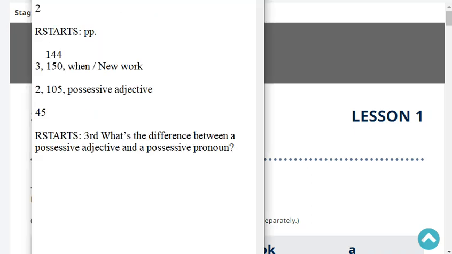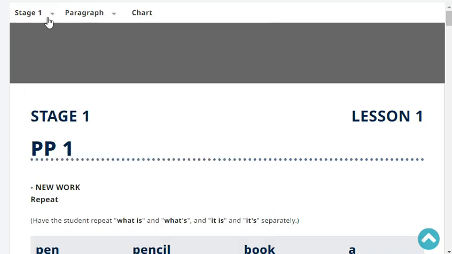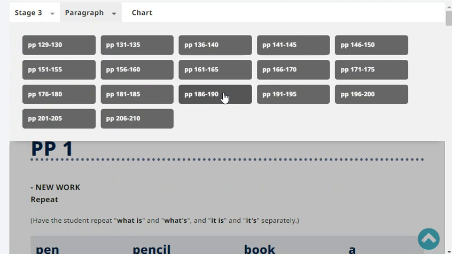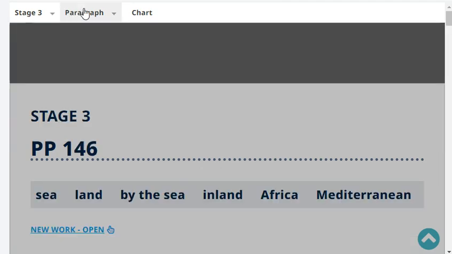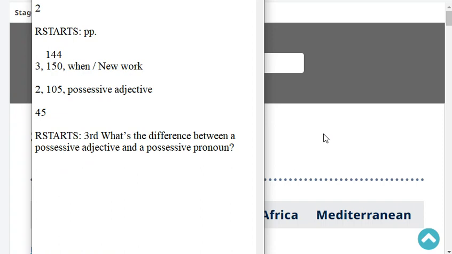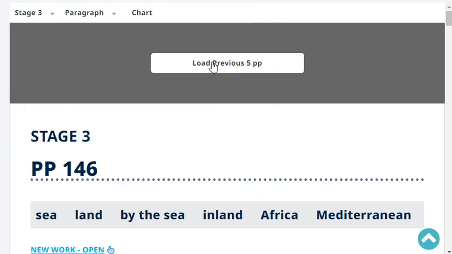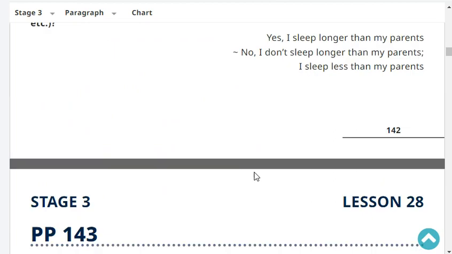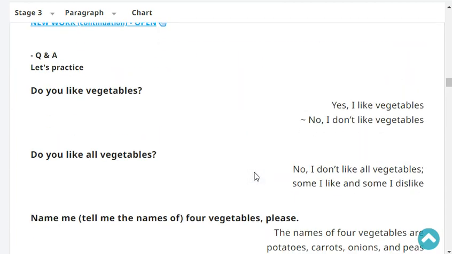Our progress report says we ended up at stage 3, page 150. Okay, and our last headword was "when", a new word type of lesson. Okay, so let's start with revision. Ready? Yes. Here we go.